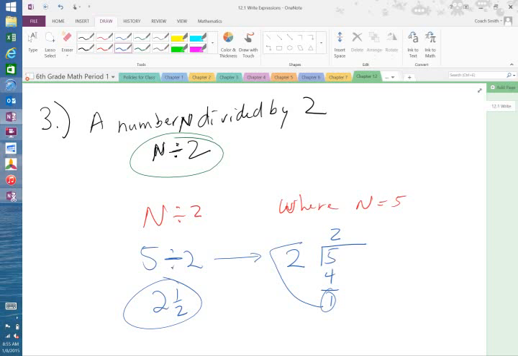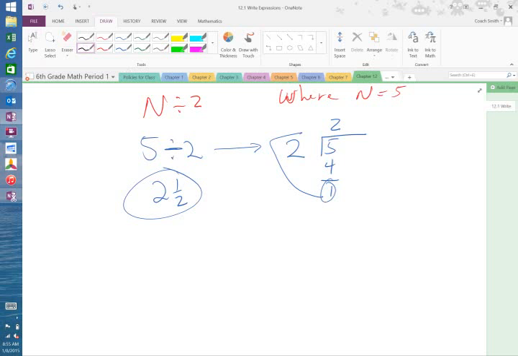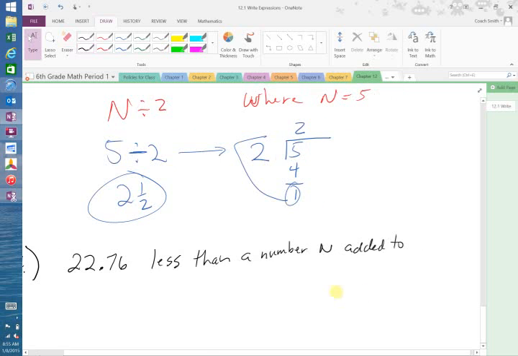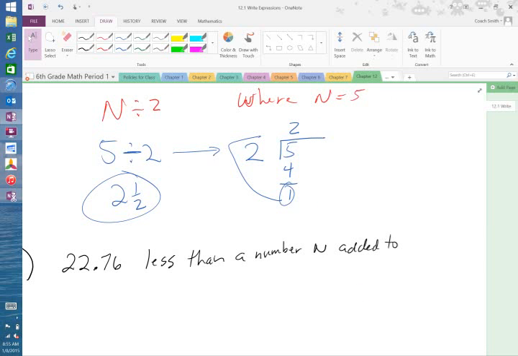Okay? All right, let's look at number 4. Number 4's got the keywords in it that I wanted to look at. Number 4 says 22.76 less than a number n added to $36.78. All right, that's a longer one. Some of you that write large may take 2 lines to write that one.